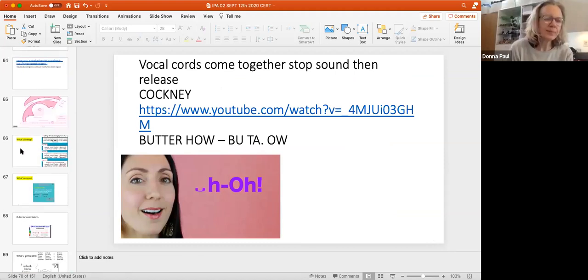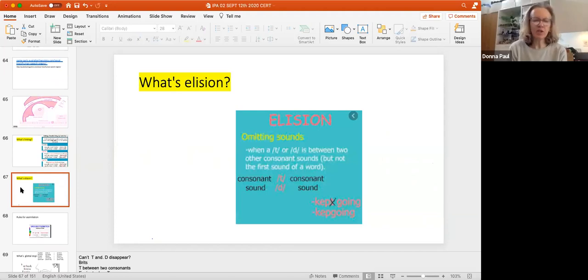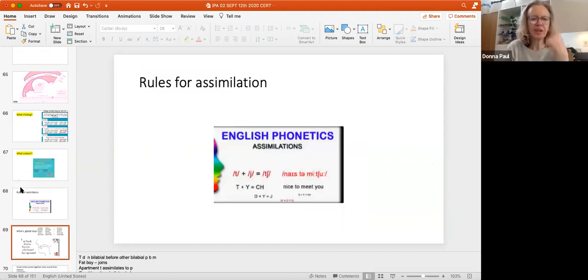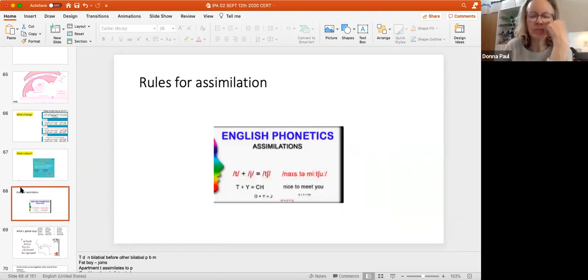linking. No, so elision, sorry. So linking is when you put an extra sound in, like the w in here. So old. So linking is when you have an extra sound in. Elision includes the glottal stop, which is where you leave out a sound. And assimilating is when you make a different sound with the two together.